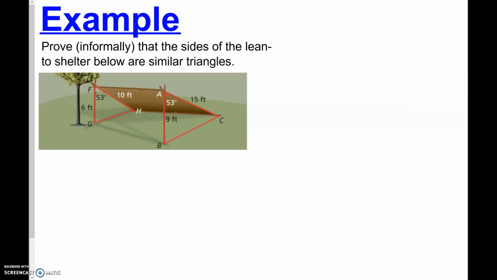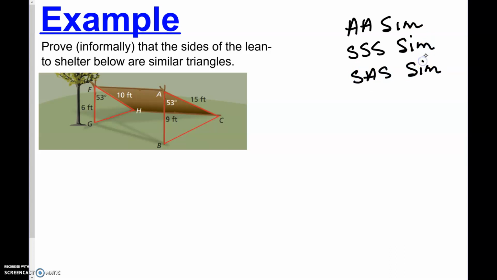All right, prove informally. Basically, just stating, are we going to show angle similarity? Are we going to show side similarity? Or are we going to do the new one that we just did with side-angle-side similarity? We're just going to start in here, and we've got angle F is congruent to angle A, both 53 degrees. So I guess that would lead me to believe that we're probably not going to be doing the side, because we have an angle in here.